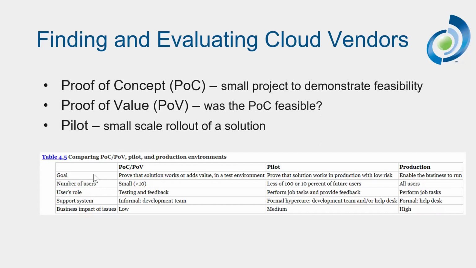So let's look here, comparing the POC to the POV to the pilot and production environments. So we're going to have our proof of concept, our proof of value here. The goal: prove that a solution works or adds value in a test environment. Number of users, very small. User roles, testing and feedback. Support system, informal, development team. Business impact of an issue, very, very low.